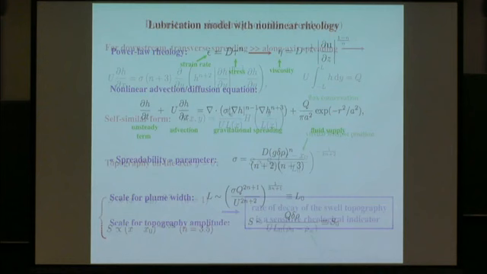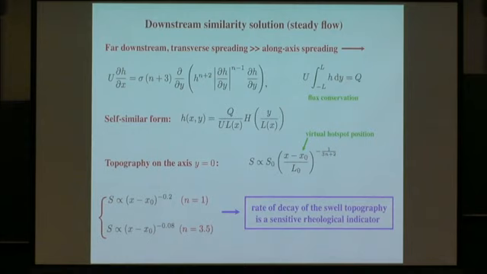So let's look now at a downstream similarity solution. We're supposing that we're quite far now from the plume stem under the Big Island of Hawaii. We're far downstream relative to that. And at those distances, we expect transverse gravitational spreading to be much, much greater than the along axis spreading. The largest gradients in the thickness of the plume are perpendicular to the plume's motion. So we can look for a solution then. We have to satisfy, of course, this equation of flux conservation.